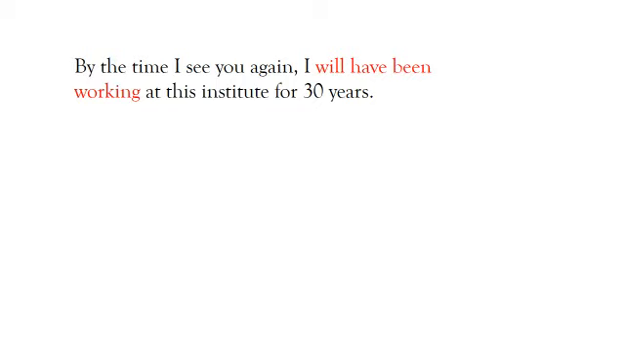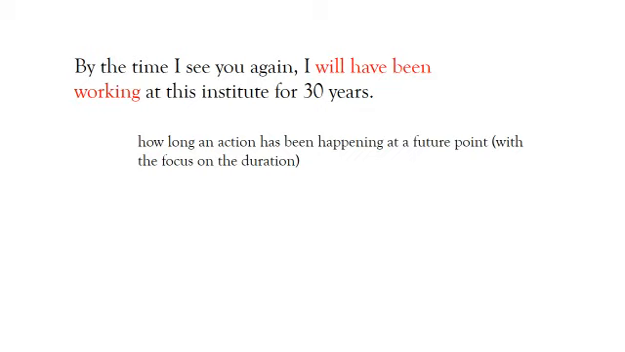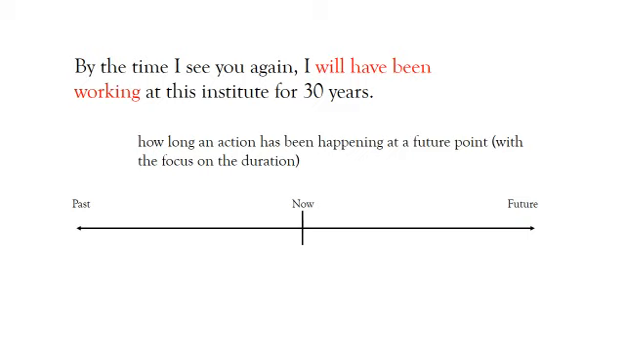By the time I see you again, I will have been working at this institute for 30 years. Here we are talking about how long an action has been happening at a future point in time. Now, the focus is on the duration of that action. In other words, on the diagram, working for 30 years at the institute is in the future. And I see you also in the future. So when I see you in the future, you will have been working for 30 years at the institute.